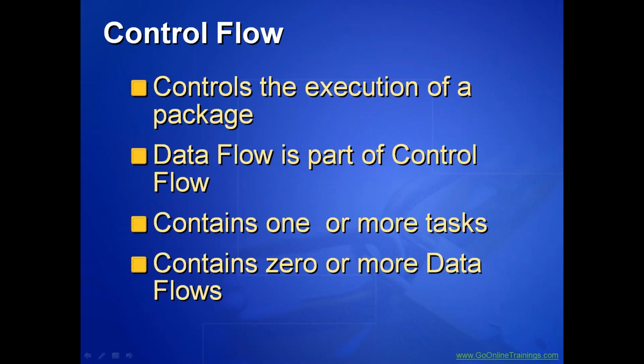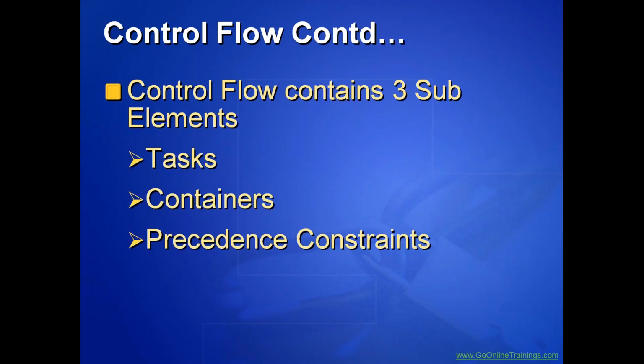So that is what a control flow is going to be doing. And the control flow has a lot of other things also. It has tasks. It also has a container. What is a container? We'll discuss. And it will have a precedence constraint as well.